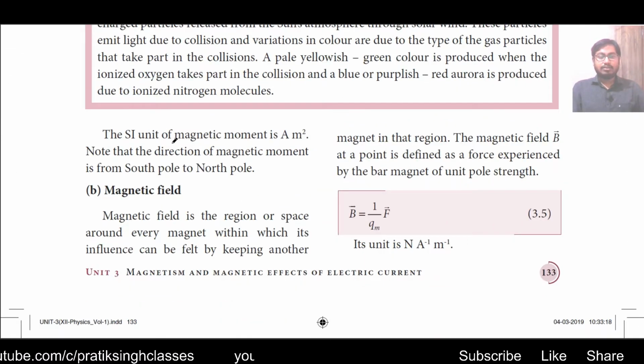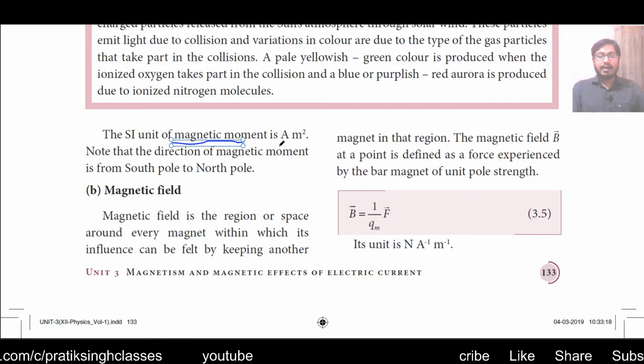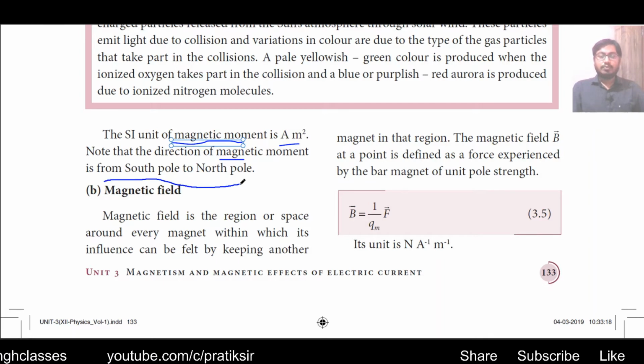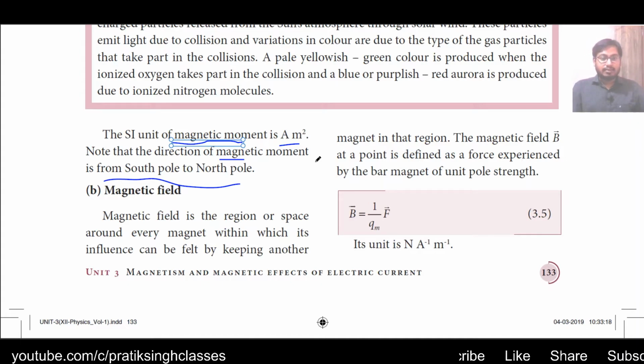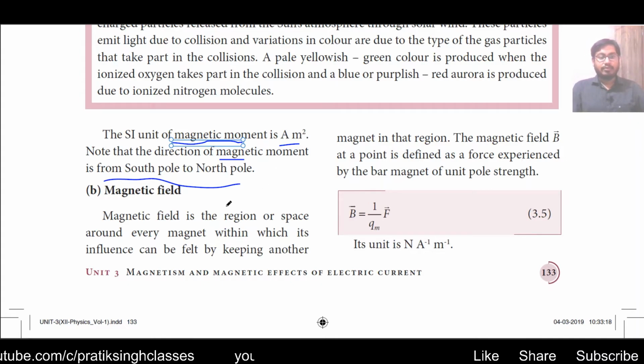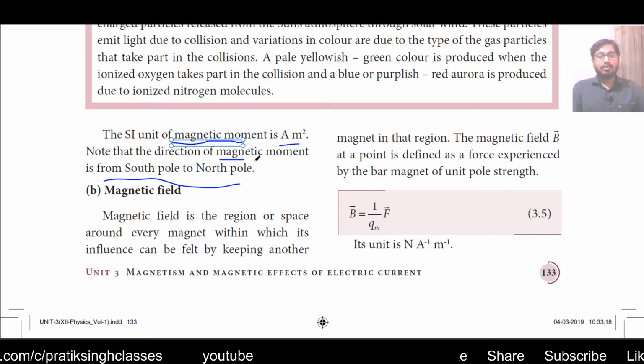The SI unit of magnetic moment is ampere meter square. Note that the direction of magnetic moment is always from south pole to north pole. Whatever type of magnet it is, the direction is always taken from south to north pole for magnetic moment.